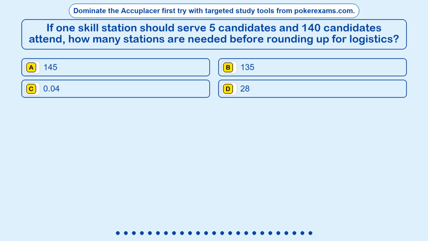Question 5. If one skill station should serve 5 candidates and 140 candidates attend, how many stations are needed before rounding up for logistics? Option A, 145. Option B, 135. Option C, 0.04. Option D, 28.